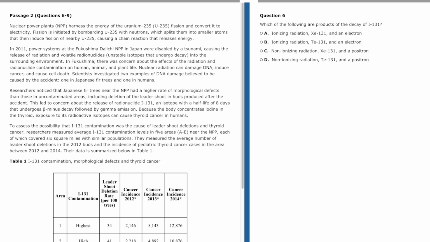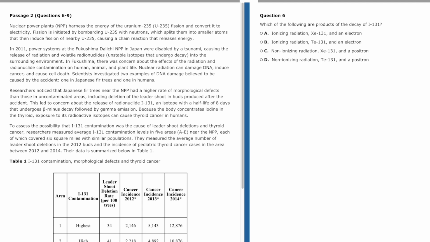Nuclear radiation can damage DNA, induce cancer, and can cause cell death. Scientists investigated 2 examples of DNA damage believed to be caused by the accident, one in Japanese fir trees and one in humans. So obviously we're making this connection here to cancer, right? Like what's going on with damaging DNA and mutations. Yep. Researchers noticed that the Japanese fir trees near the NPP had a higher rate of morphological defects than those in uncontaminated trees, including deletion of the leaders, shoots, and buds produced after the accident.